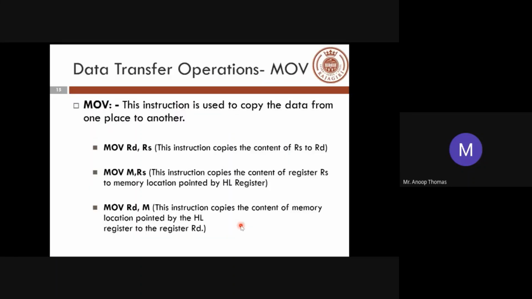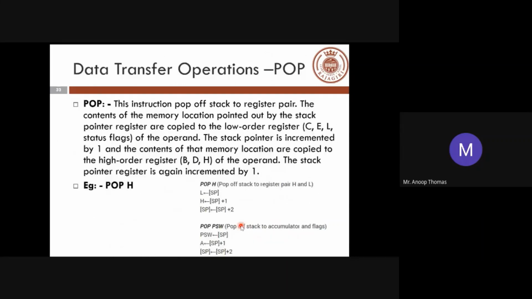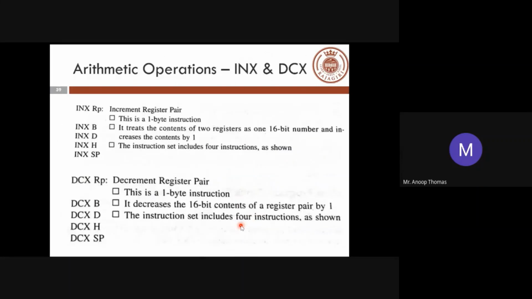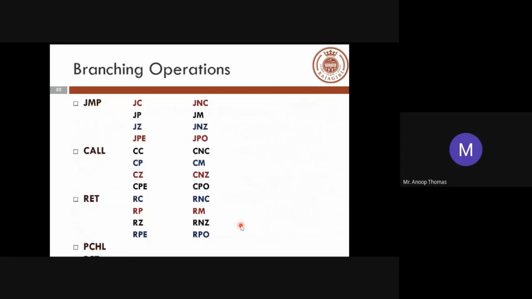We covered data transfer, push and pop instructions, arithmetic instructions, logical operations, and rotate in the last class. So we have two more sets of instructions which are critical. One is your branching operations and the other one is your machine control operations.